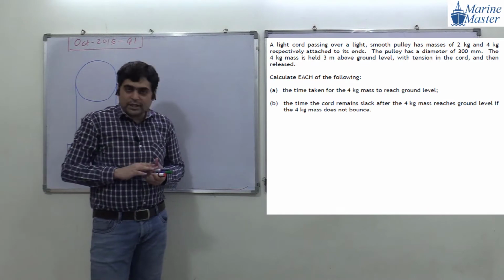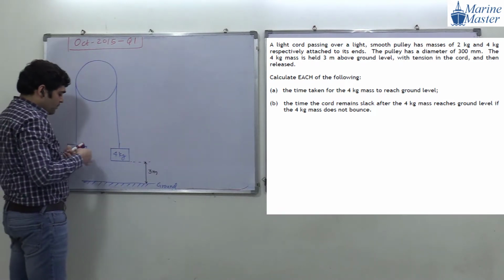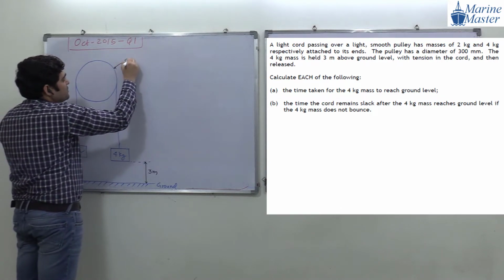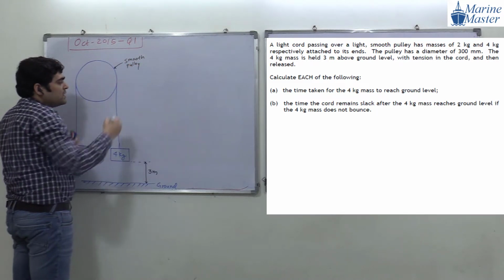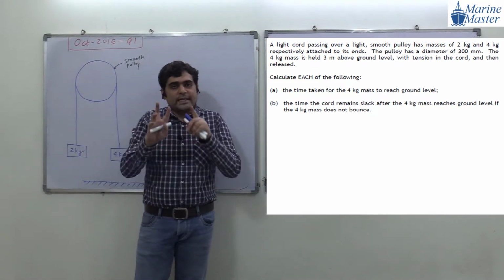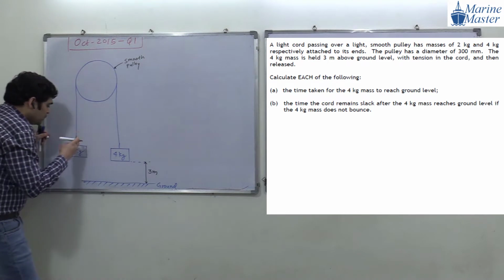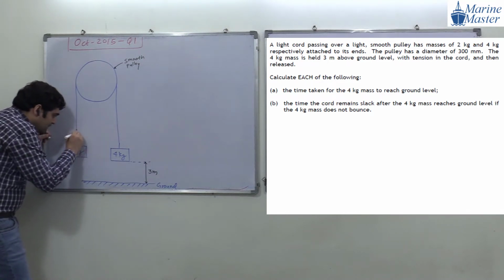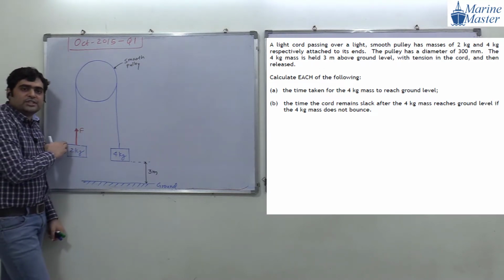Now try to see the scenario. What is the speciality of this pulley? This pulley is a smooth pulley. Whenever we have a smooth pulley, what does it mean? The tension on both sides will be the same. So the tension on the 2 kg side, we will assume this tension as F.